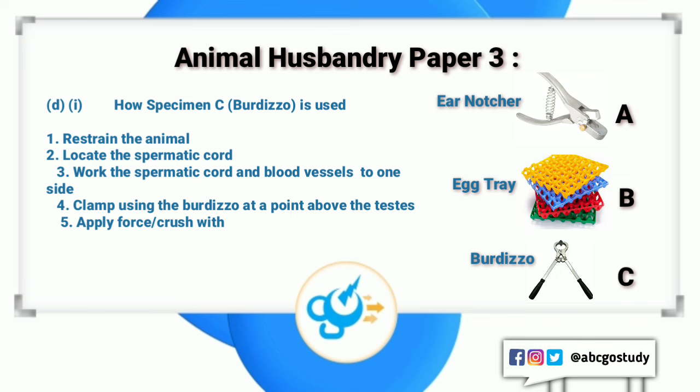Then you will repeat the clamping 1 to 2 centimeters above the first point. After that, you will disinfect the point of the clamp. So with this, you've successfully broken the blood vessels that are leading into the testicles. So you've castrated the animal.